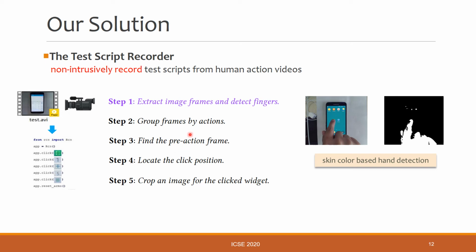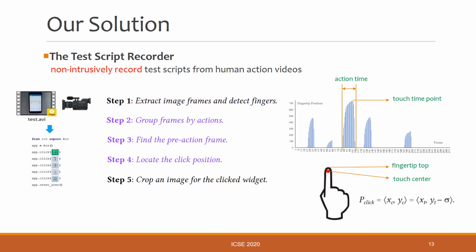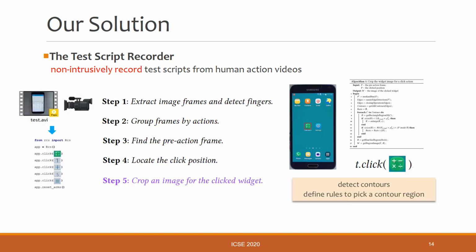In the recorder, we firstly use finger detection to find the click positions. And we introduce an algorithm to crop images of the clicked widgets. In this way, we can automatically get a test script from the video.